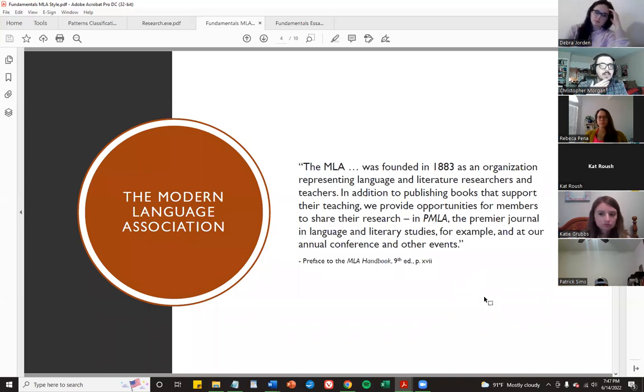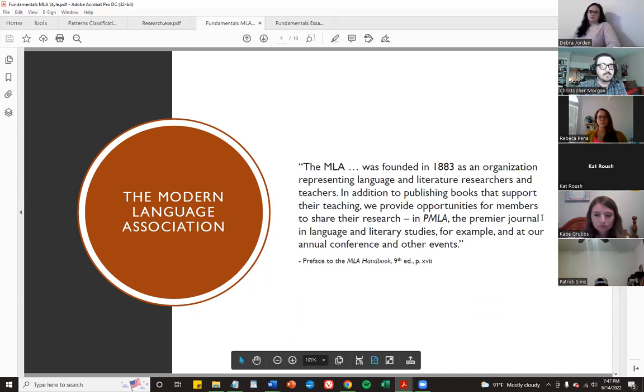So we're governed by the MLA, the Modern Language Association. It's an organization that's part research institution, part advocacy group, part setting standards for documenting information in the humanities. They publish an academic journal called PMLA. They've been around since 1883. They're the oldest surviving language-specific organization.